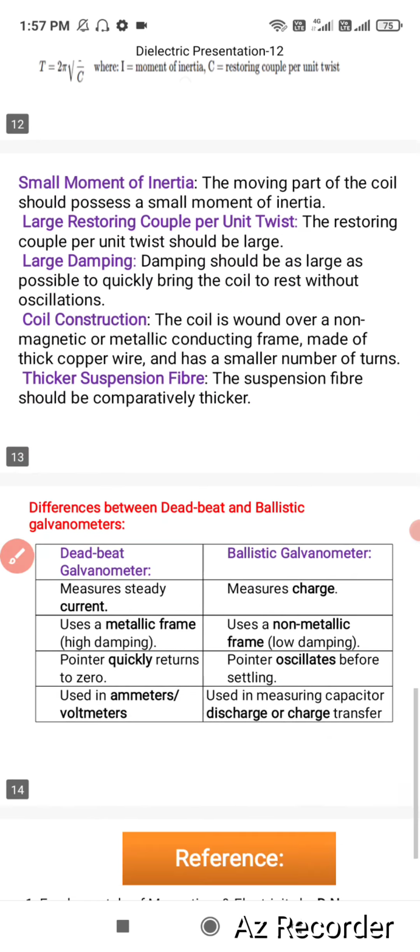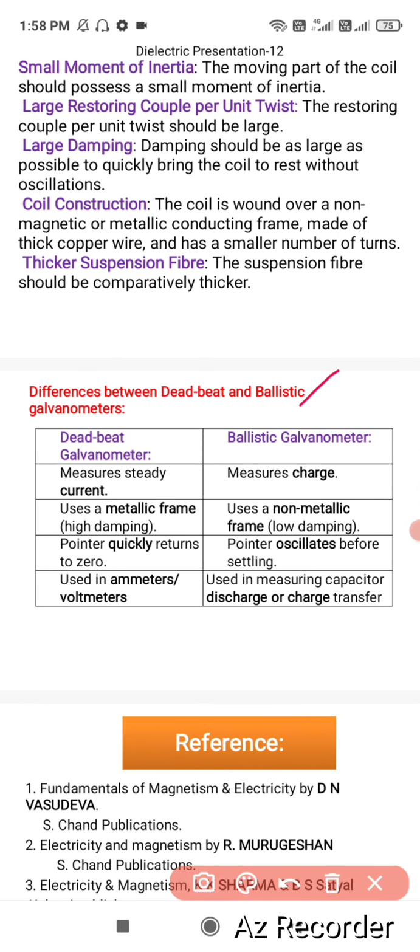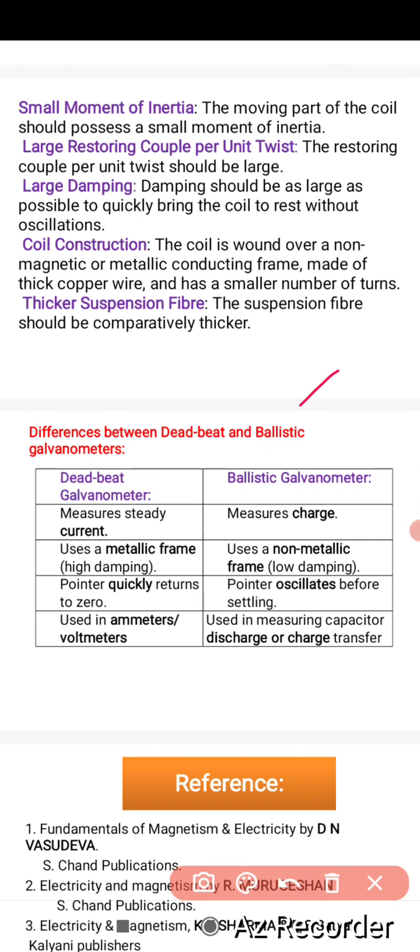Now we see the differences between deadbeat and ballistic galvanometers. Deadbeat galvanometer is used to measure steady current, meaning constant current. Ballistic galvanometer is used to measure charge. Deadbeat galvanometer uses a metallic frame and has high damping. Ballistic galvanometer uses a non-metallic frame and has low damping.